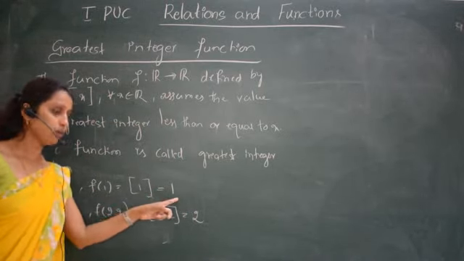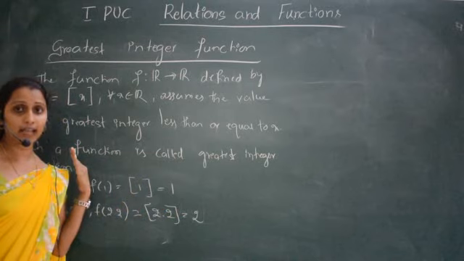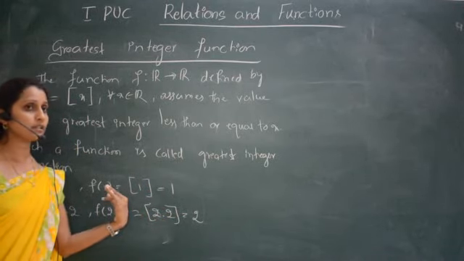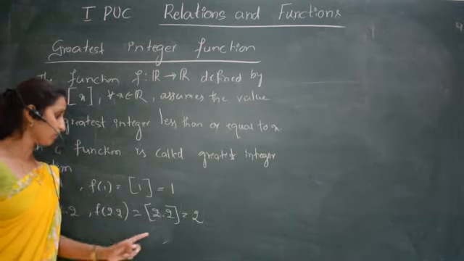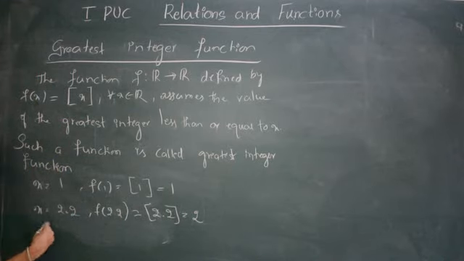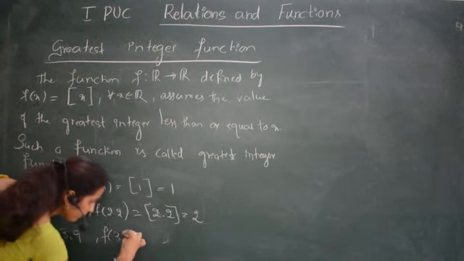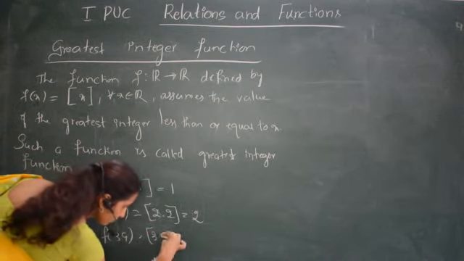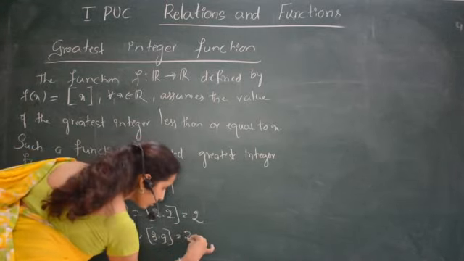If it is an integer, the value itself is the answer. If it is not an integer, we have to go for the integers less than that, that is 2, 1, 0, minus 1, minus 2, minus 3, and so on, and the greatest one is 2. Next, if I take x equal to 3.9, f of 3.9 will be [3.9]. 3.9 is not an integer, so go for the integers less than that: 3, 2, 1, 0, minus 1 and so on. The greatest one is 3.